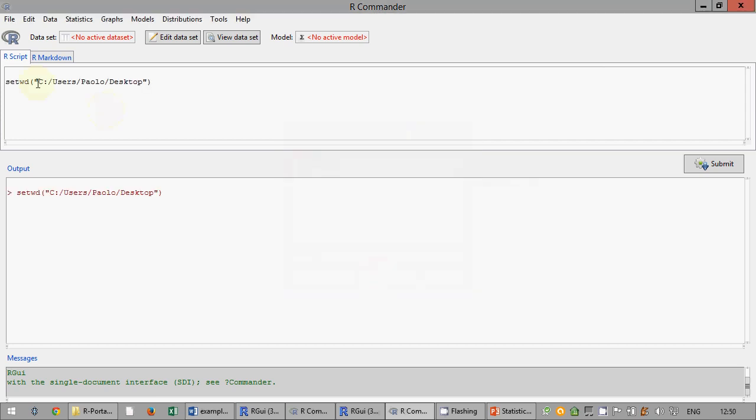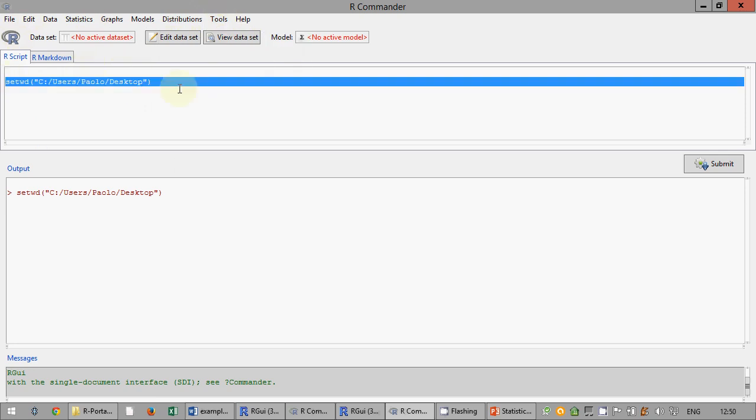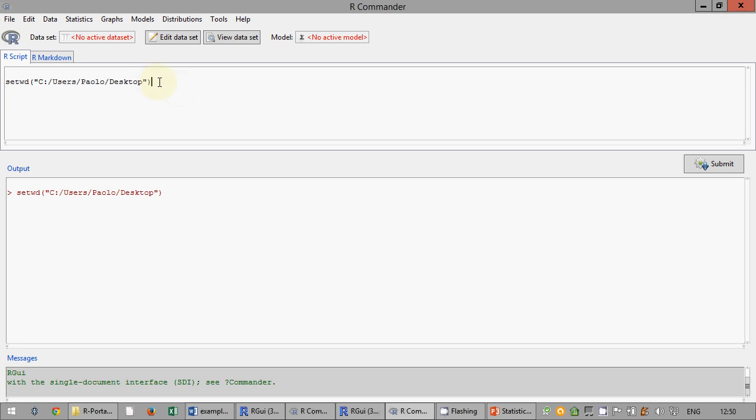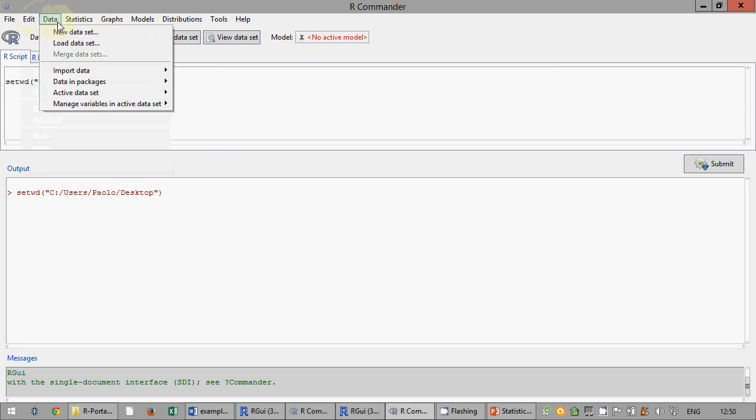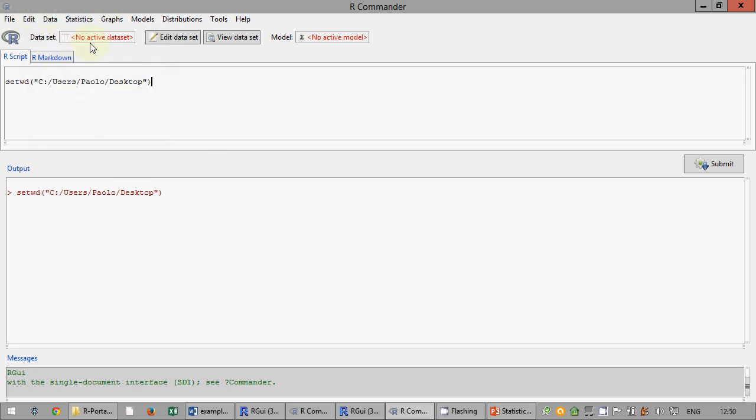Now I'm sure you see, whenever you do something here in the menus, the corresponding written instruction appears. Because R works with written instructions, the menus are here only to help you a little bit. But in theory, you can work without menus and only with written instructions. This is the place where you can write instructions.